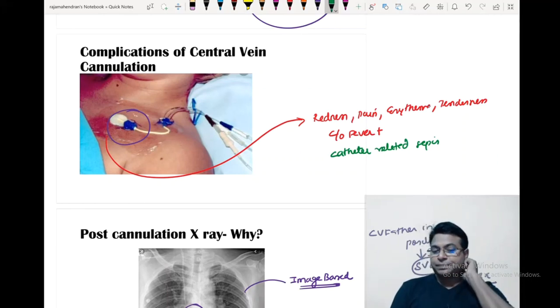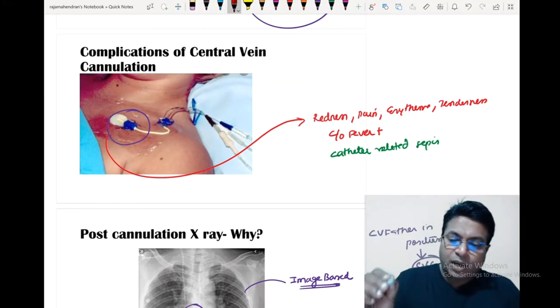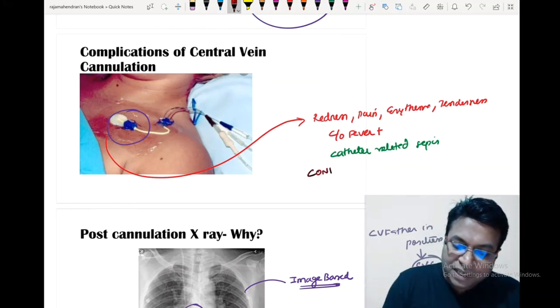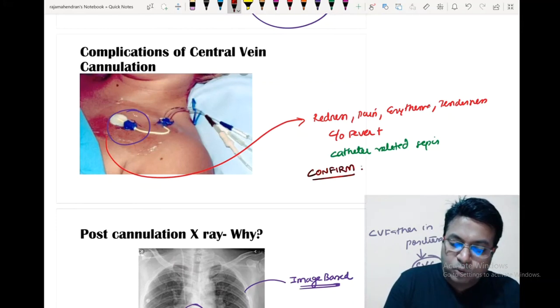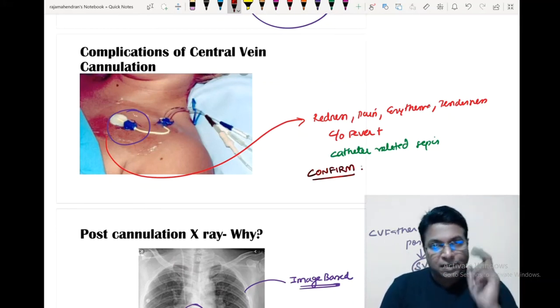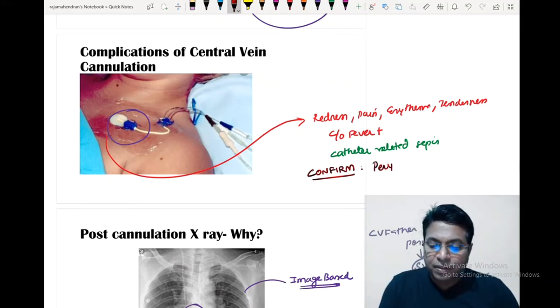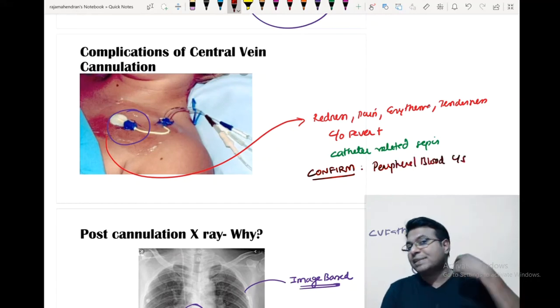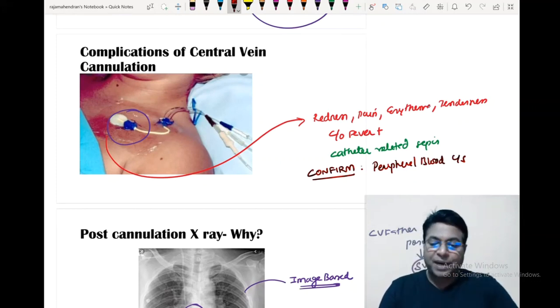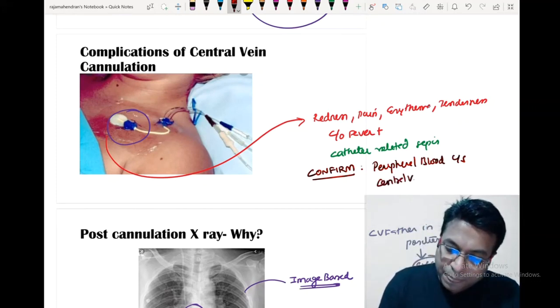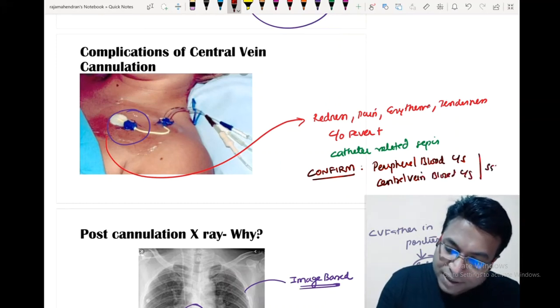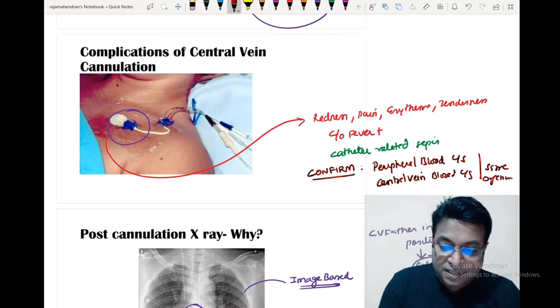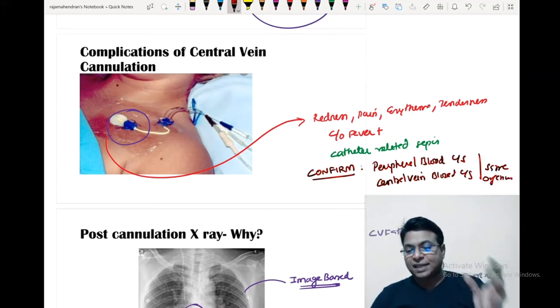Now the question is, this central vein catheter getting infected, how will you confirm it is a catheter related sepsis? Please remember how to confirm catheter related sepsis. Simple method, I will take peripheral blood for culture sensitivity, and also I will take central blood through the central vein catheter. I will aspirate. The central vein blood will be sent for culture sensitivity. If both are the same organism, it is confirmed catheter related sepsis.